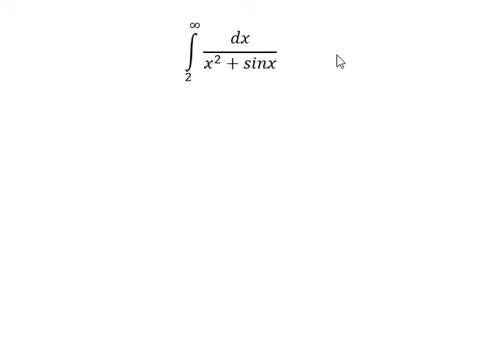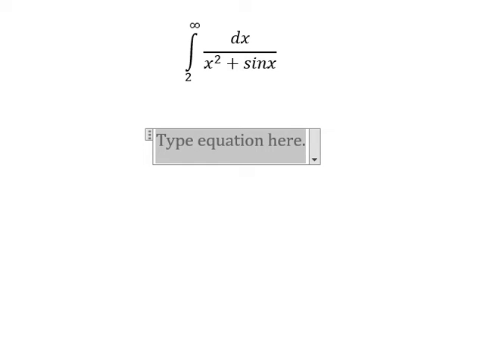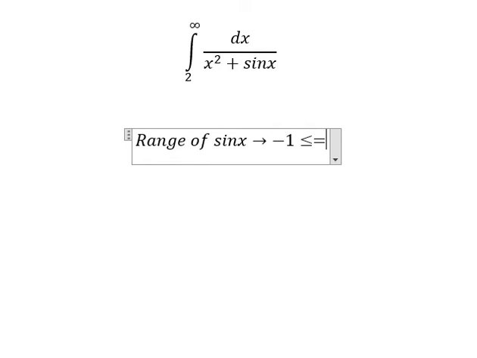The topic today is about convergent and divergent. So now I want to show you how to answer. We know that the range of sin x is from negative 1 to positive 1.